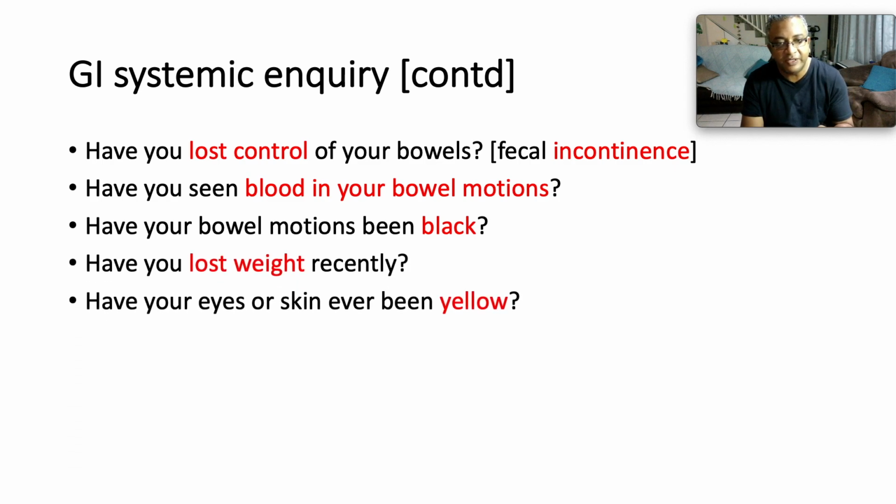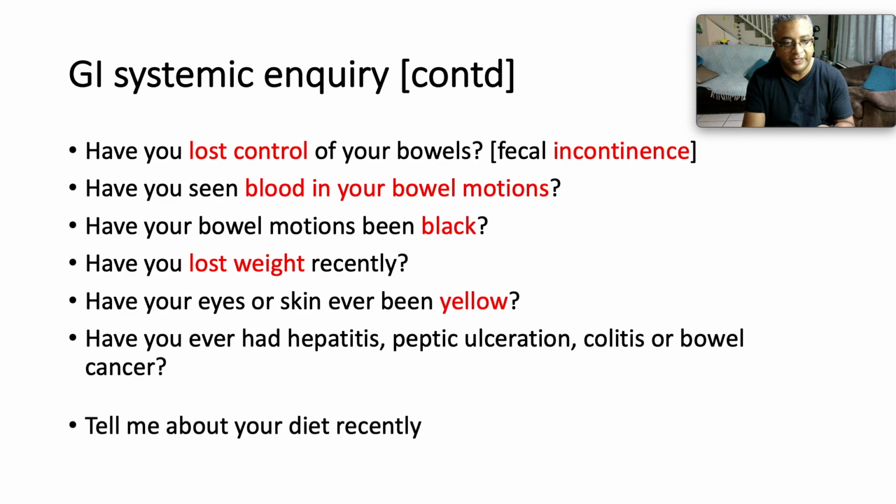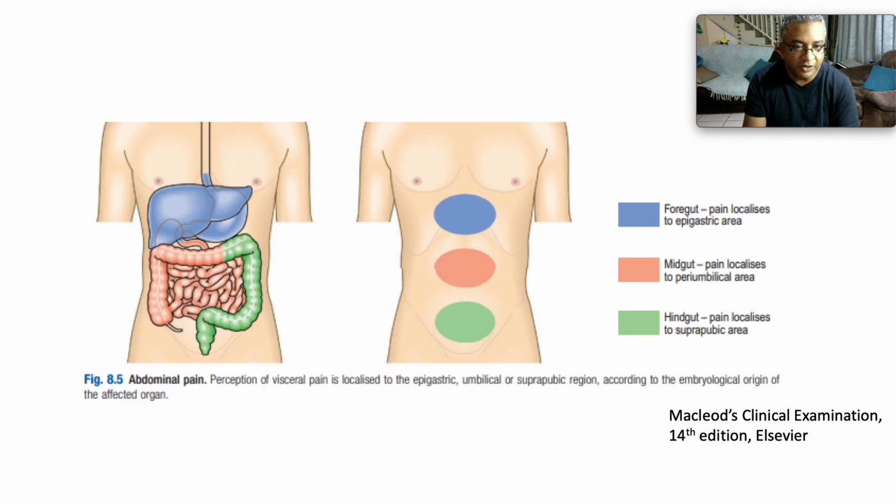Have you lost weight recently? Have your eyes or skin ever been yellow, speaking to jaundice? Have you ever had hepatitis, peptic ulceration, colitis, or bowel cancer? Those are of significant relevance in your medical history as pertains to your GI system. And tell me about your diet recently.